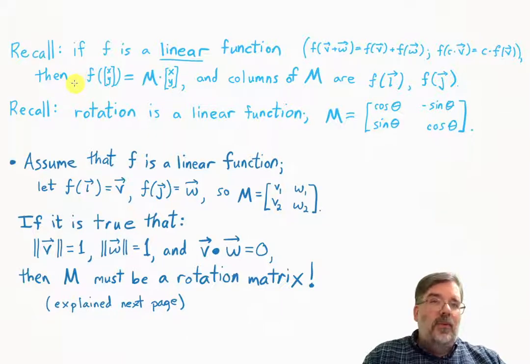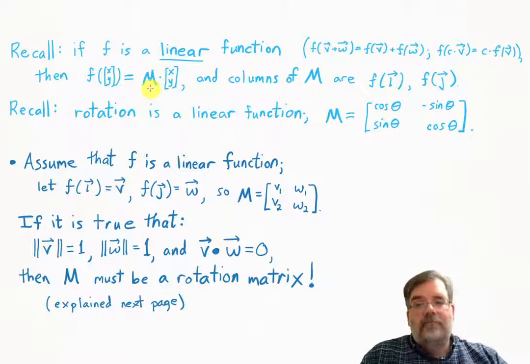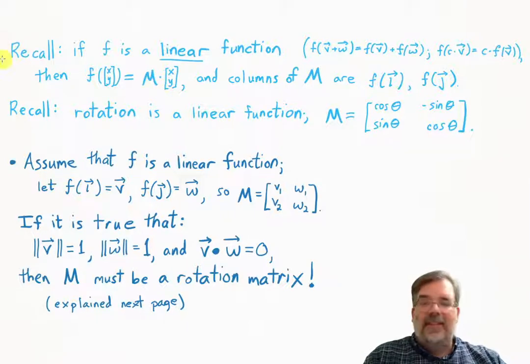One of the great things that we learned about linear functions is that all linear functions look like matrix multiplication. And to figure out that matrix, all you need to know is f of i and f of j, where i and j are the standard basis vectors in two-dimensional space. So i is the vector 1, 0, and j is the vector 0, 1. If you know those two outputs of the function, that tells you what the columns of the corresponding matrix are. And that was an entire lesson by itself.